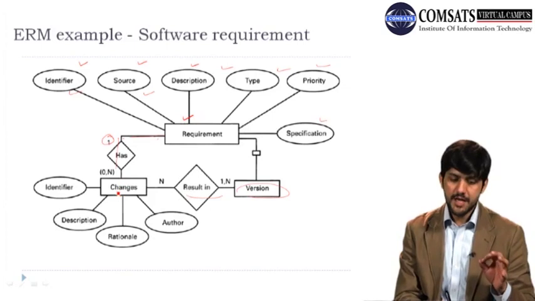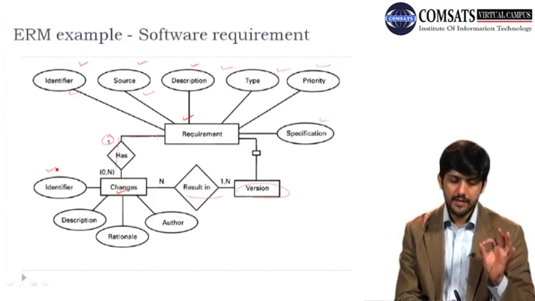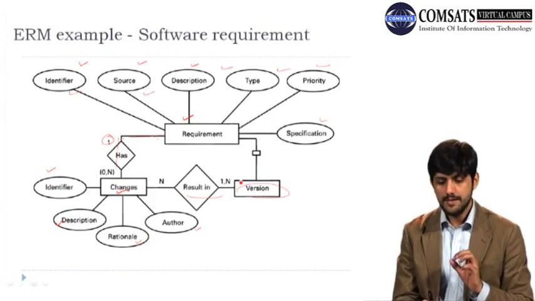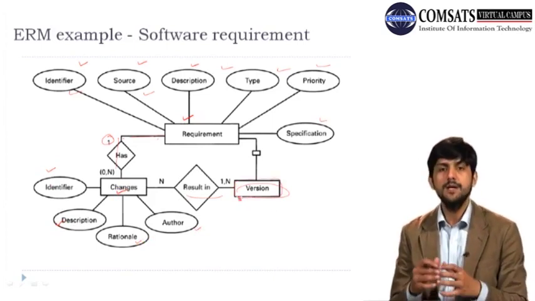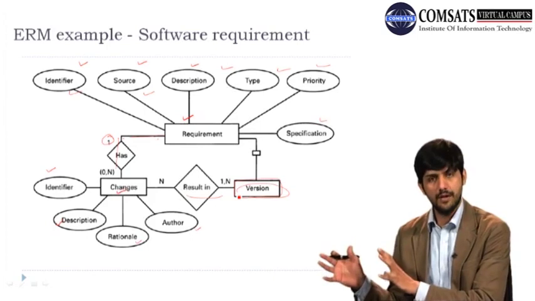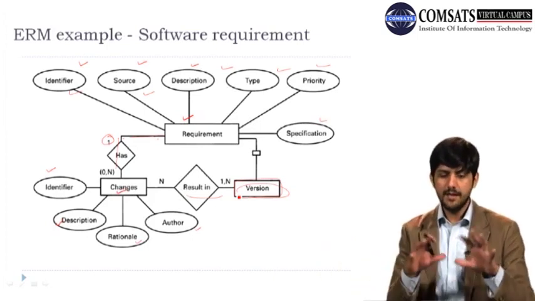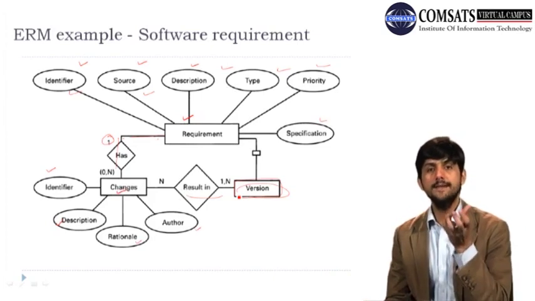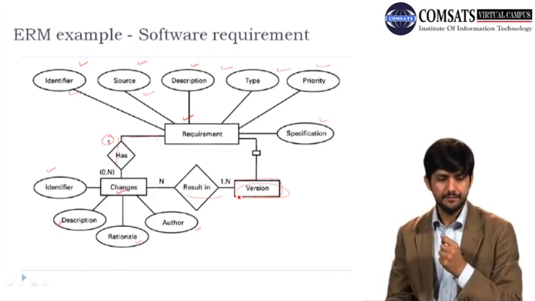Similarly, for each change we know that there will be an identifier, a description, a rationale, and an author, and there is a third table which maintains the variance, or which maintains what the new version of the requirement is. So these are the different entities, and this tells us what things my system is going to have.